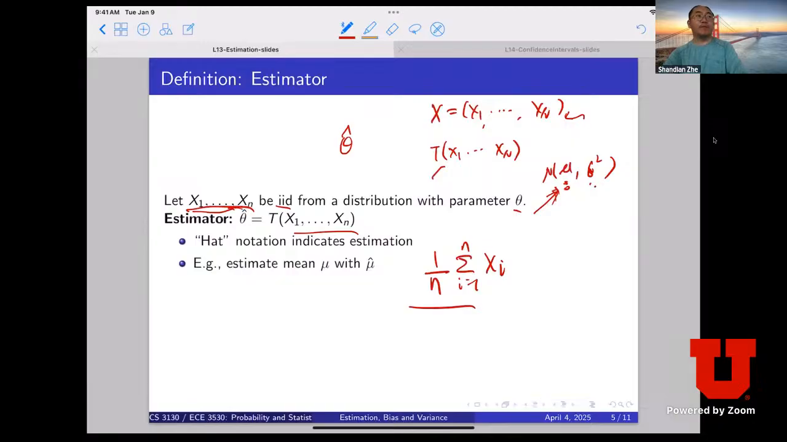An estimator is actually a function of the sample x1 through xn. We mentioned that we usually use a hat to indicate an estimation. If we want to estimate mu, our estimation, which is a function of the IID random variables, is computed from the measurements of the experiments. We obtain an estimation of mu, which we denote as mu hat.